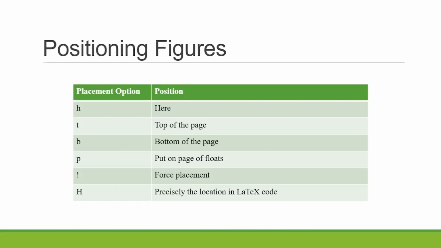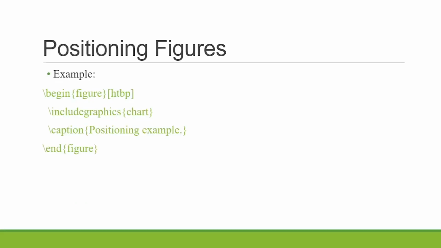Next option is b. The use of the b placement option places the image or figure at the bottom of the page. Placement option p puts the figure on a special page for floats only. Next placement option is the exclamation mark. It overrides the internal parameters which LaTeX uses for determining good float positions. Capital H is used to place the figure at precisely the location in the LaTeX code. This is how we position figures.